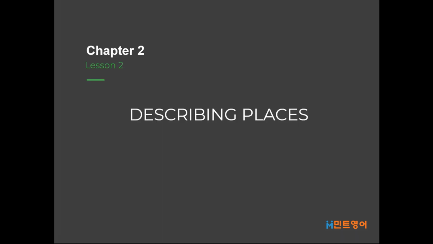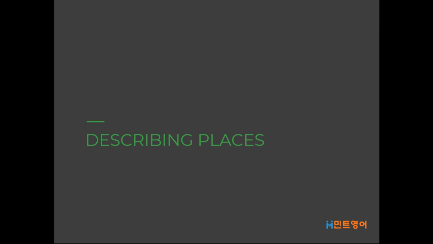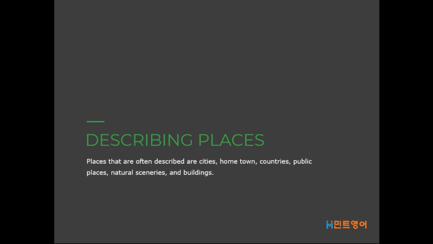In the last lesson we talked about describing people. Now we'll be discussing how to describe places. Describing places is another common task in part 2. The most common places described are cities, hometowns, countries, public places, natural scenery and buildings.